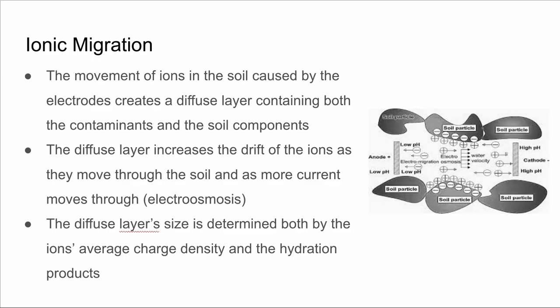This process is called electroosmosis. We'll talk more about it later on in the presentation. Both average charge density and hydration products will cause the diffuse layer size to be either larger or smaller. We have another picture off to the right that illustrates ionic migration visually if you want to pause and take a look.